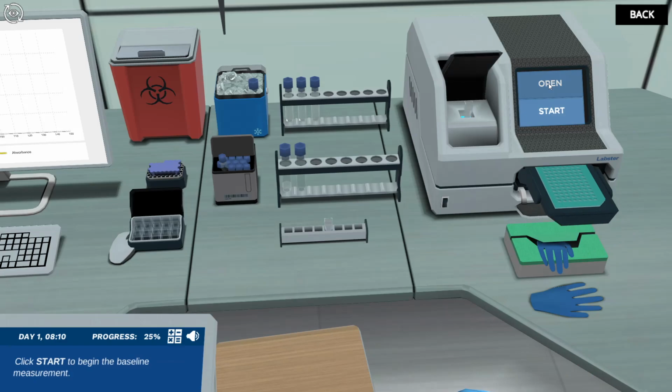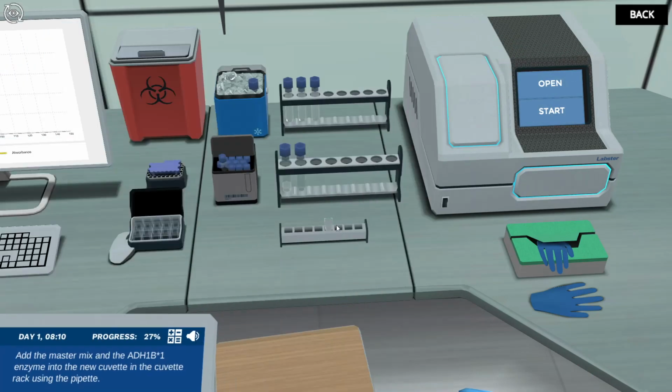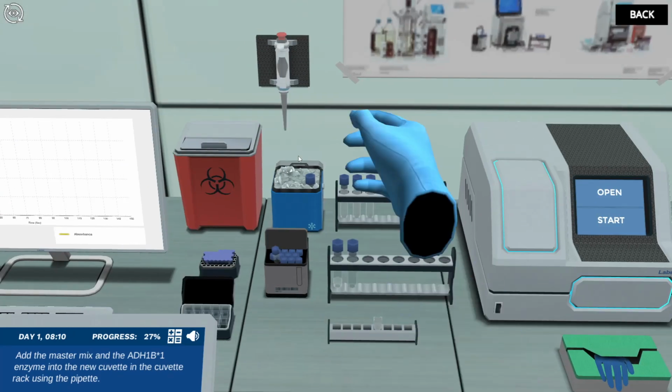Click Start to begin the baseline measurement. Add the master mix and the ADH1B*1 enzyme into the new cuvette in the cuvette rack using the pipette.